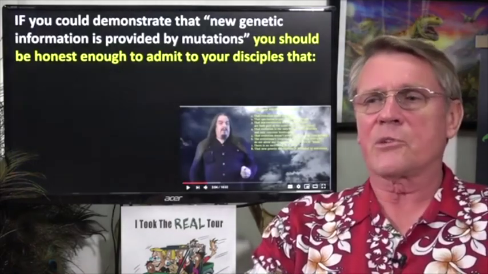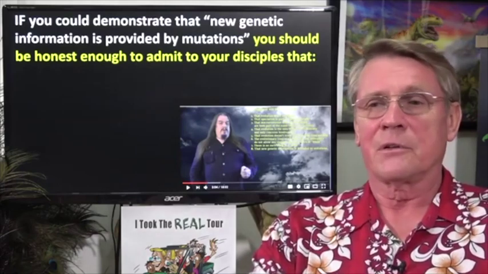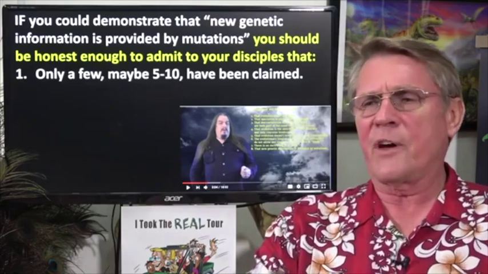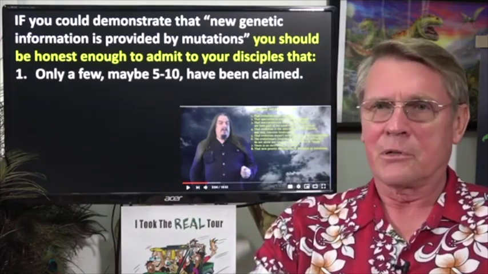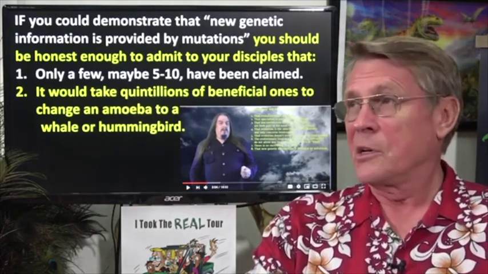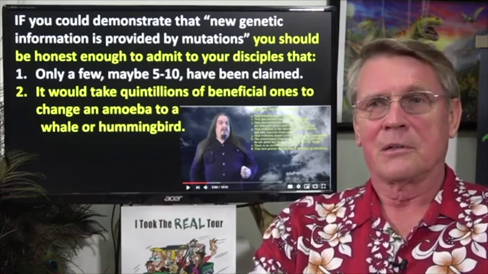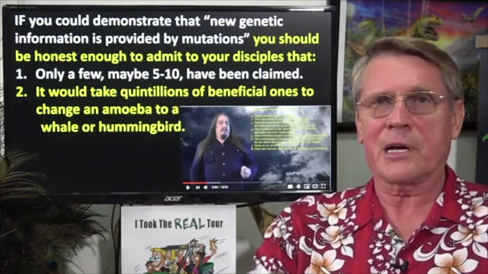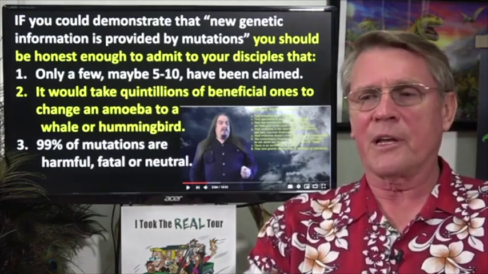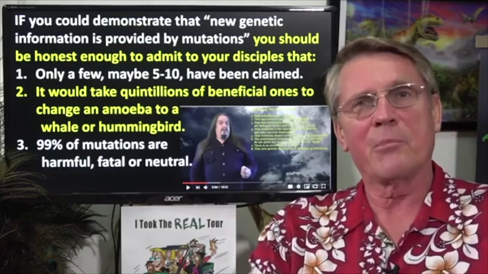So, if you can demonstrate that new genetic information is provided by mutations, you should be honest enough to admit to your disciples that, number one, there's only a few, maybe 5 or 10, that have even been claimed of the trillions you would need. It would take quintillions of beneficial ones to change an amoeba to a whale or a hummingbird. Quintillions, sextillions, octillions, nonillions, decillions. 99% of mutations are harmful, fatal, or neutral. You should admit this to your followers, okay? If not, I'll admit it for you.